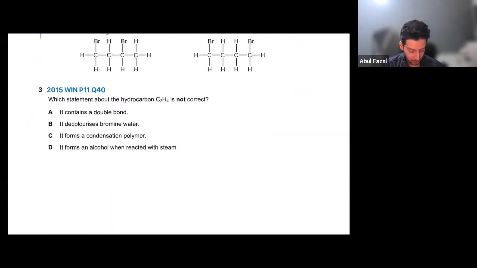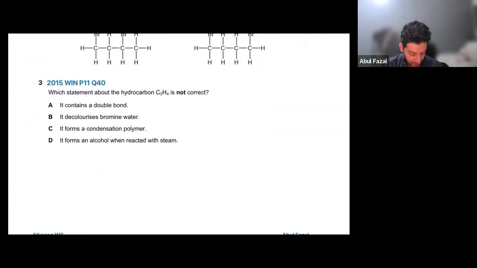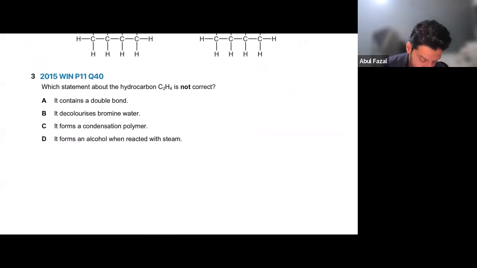Yeah, let's do 2 or 3 more questions. Let's call it a day after that. Which statement about hydrocarbon C2H4 is not correct? It contains a double bond. Well, it does have CnH2n. It's matching that formula, or you can just draw it out.